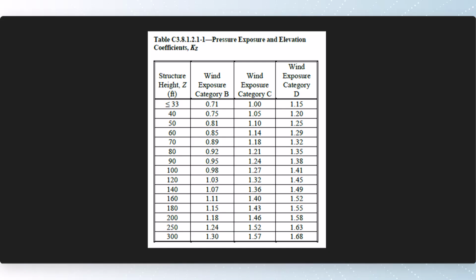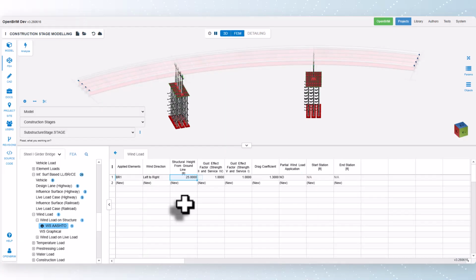According to AASHTO, in no case shall the structure height used in calculating Kz be taken less than 33 feet. According to the AASHTO table below, if the user enters a structural height of less than 33 feet, the library object will utilize Kz values of 0.71, 1, and 1.15 for B, C, or D categories. We set 52 feet for barrier 1.